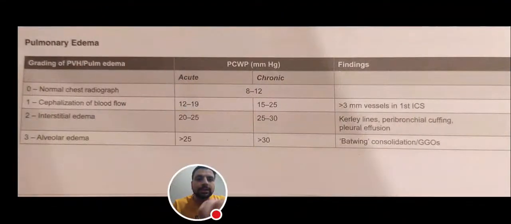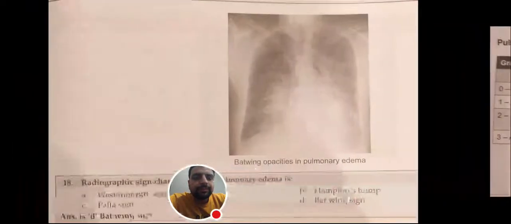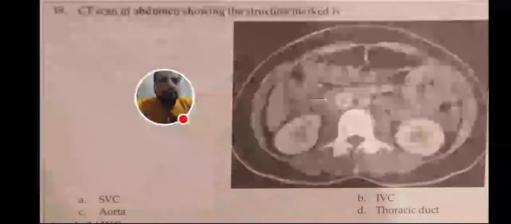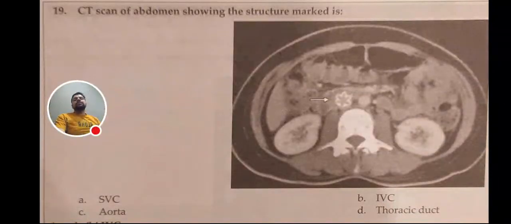Okay, let's see. Bat wing. Okay, this is a very high yield MCQ. I hope this year in NEET PG 2021 exam you definitely receive this image. This image you are going to definitely receive.